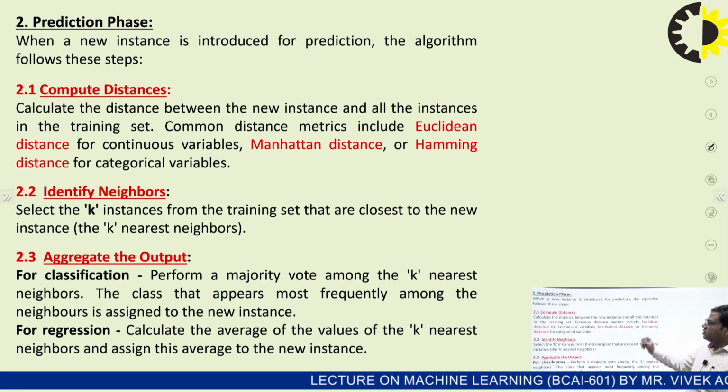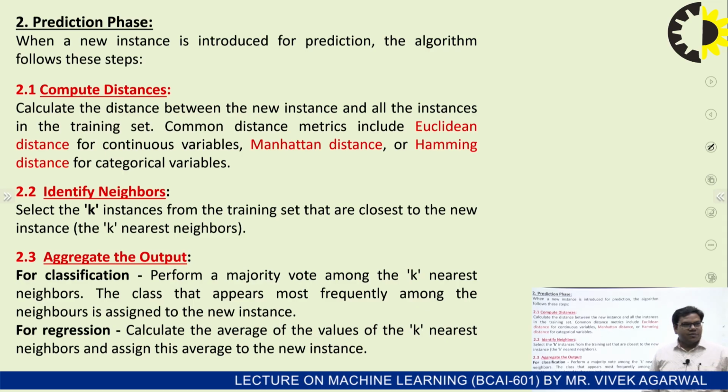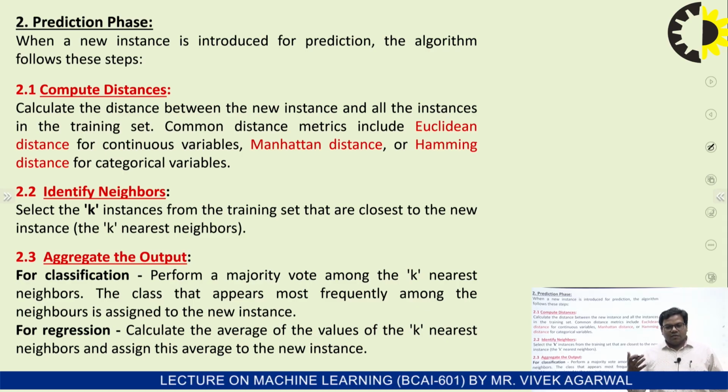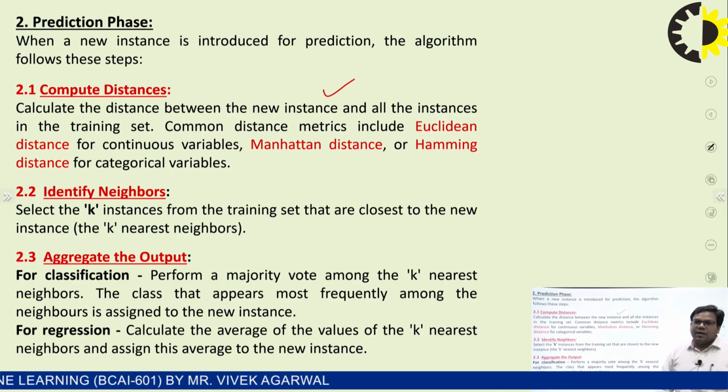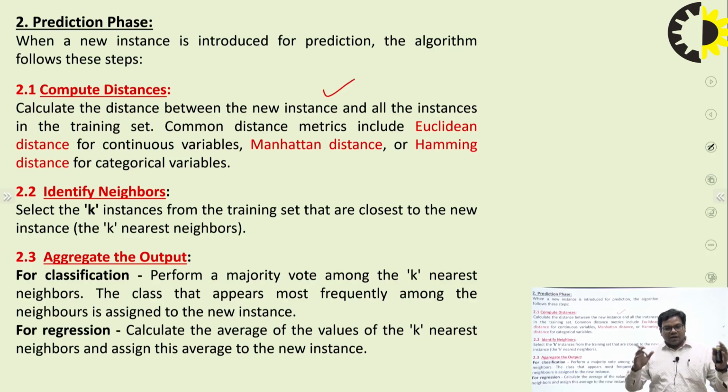Okay, so the second phase is the prediction phase. In the prediction phase, we can separate it into 3 steps. First is compute the distance. As soon as we have the new query point in the system for making the prediction, we just need to compute the distances of this new point from all the existing instances. The new instance's distance must be calculated from all other instances available in the memory.